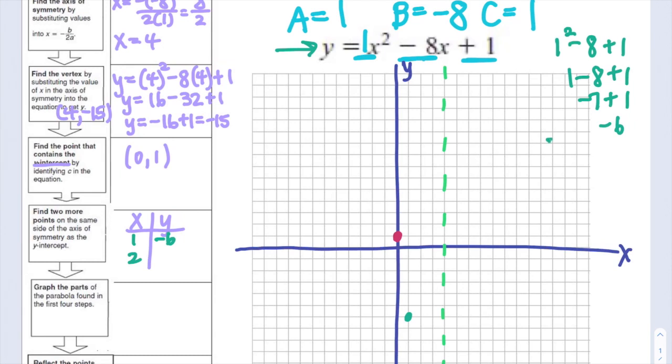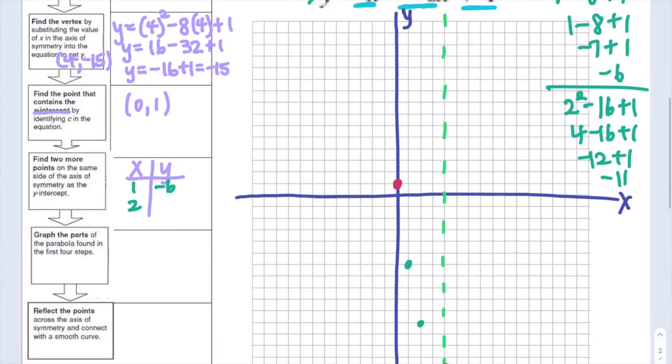Now we're going to do 2. So we have 2 squared minus 8 times 2 is 16 plus 1. 4 minus 16 plus 1. Negative 12 plus 1 is negative 11. There we go. So now we've graphed these parts. Now it says to reflect. Reflect the points across the axis of symmetry and connect a smooth curve.